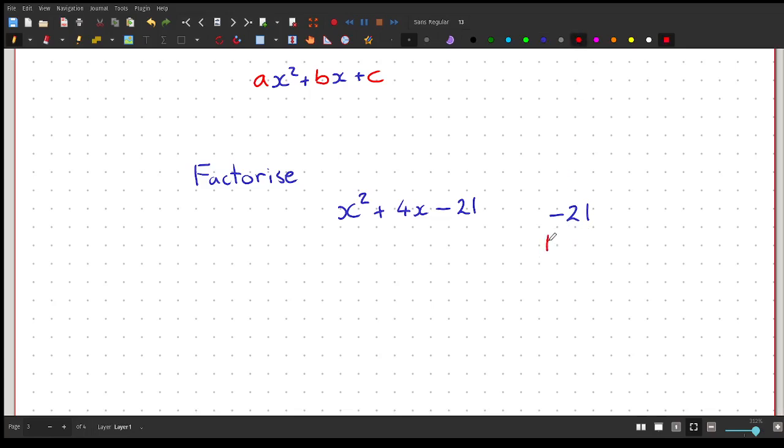Well, we could use 1 and negative 21. You could use negative 1 and 21. You could do 3 and negative 7, or you could do negative 3 and 7. We just need to look at that list and see which is the one that adds together to make b, which is 4. Negative 3 and 7 make 4, so they're what's going to go in the brackets. Literally x minus 3 and x plus 7.